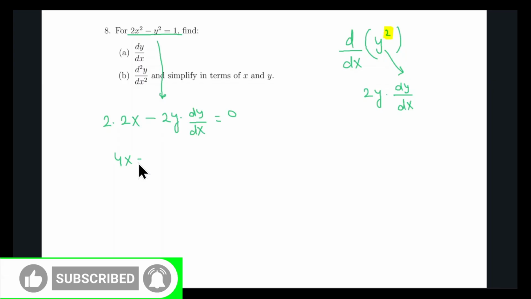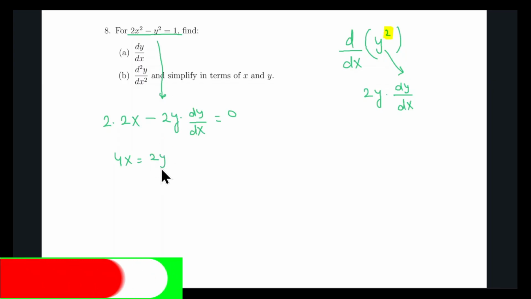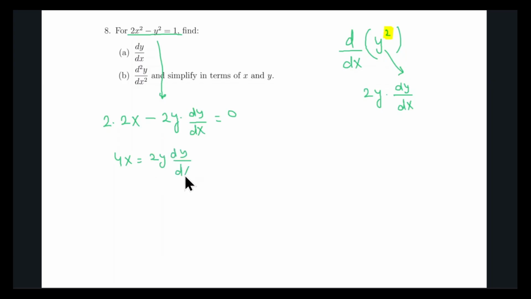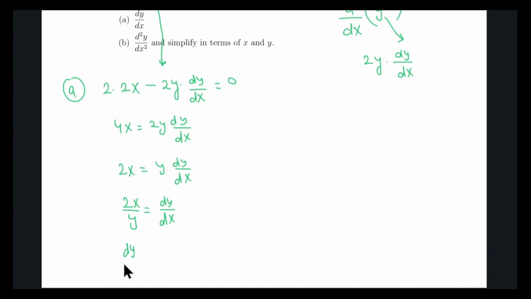So this will become 4x. Let's move this on the right side of the equation. So 2y dy over dx. Let's divide both sides by 2. So 2x is equal to y dy over dx. And dividing both sides by y, I have dy over dx as 2x over y over here. So that's my part A, which is dy over dx is equal to 2x over y.